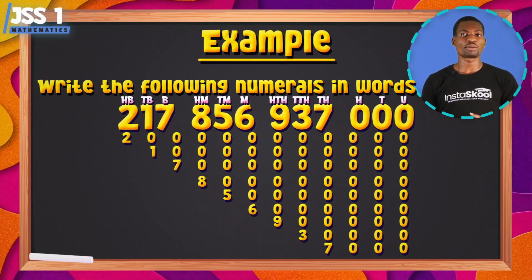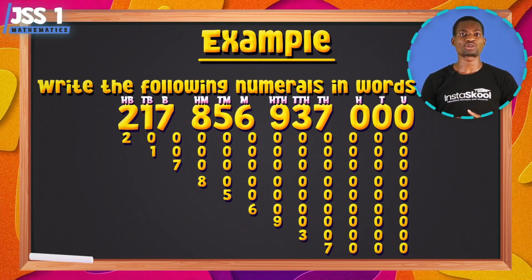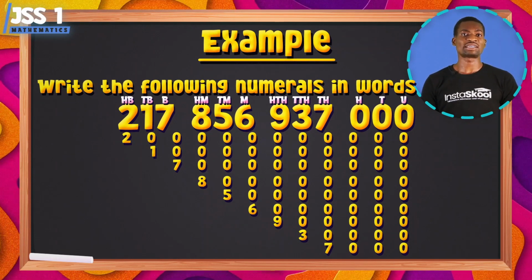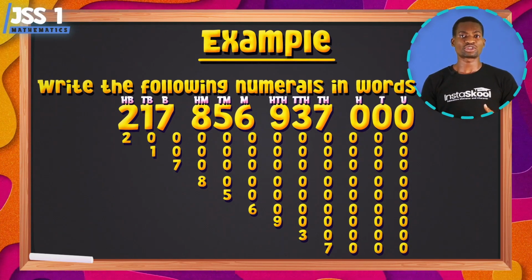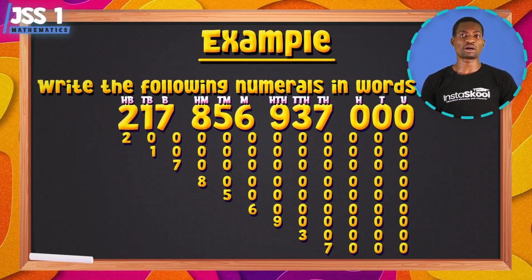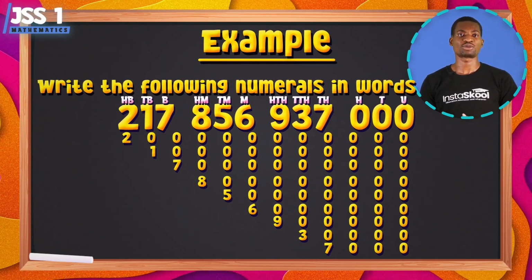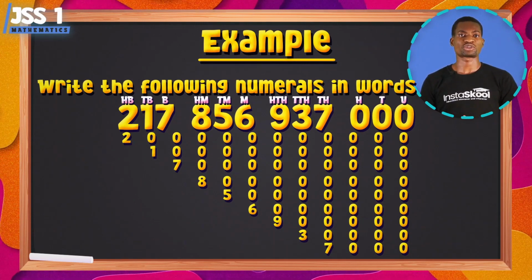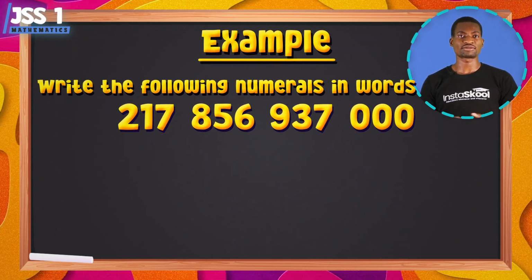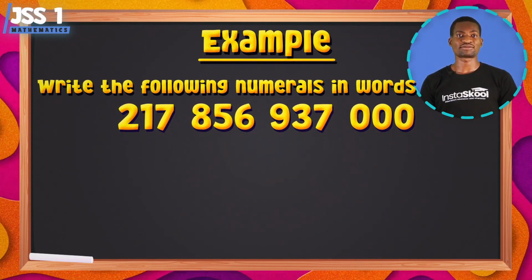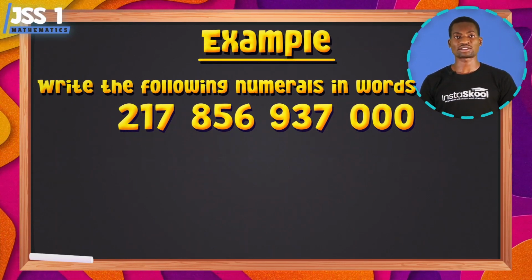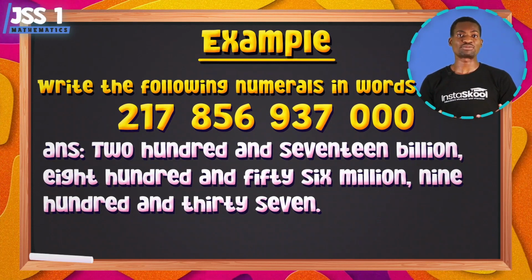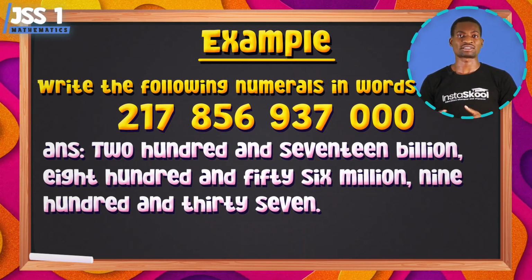That is, all the numbers in the B place value are called together as 217 billion. Followed by all the numbers that are in the M place values as 856 million, then followed by numbers in the TH place value as 937,000. Step 3 now is to combine all the words together. So the number 217,856,937,000 is written as 217 billion, 856 million, 937,000.